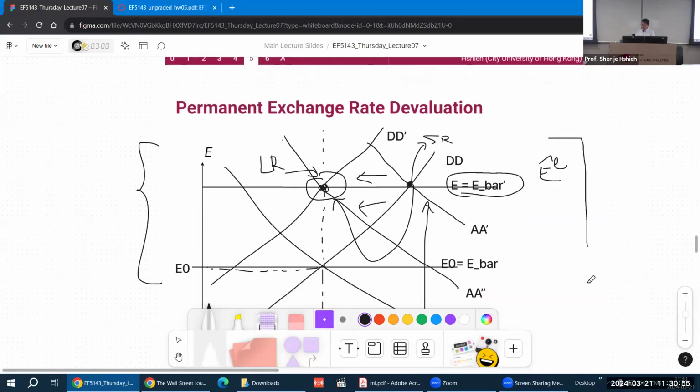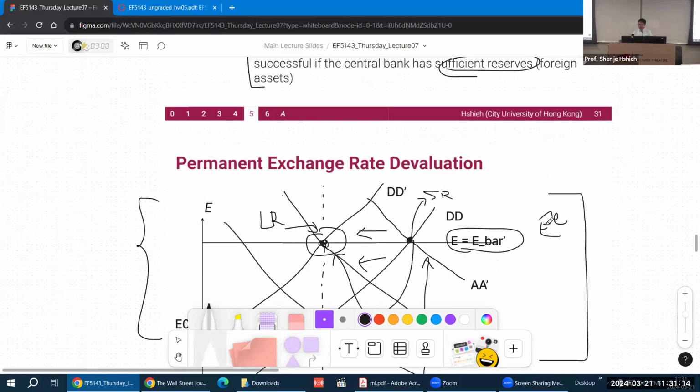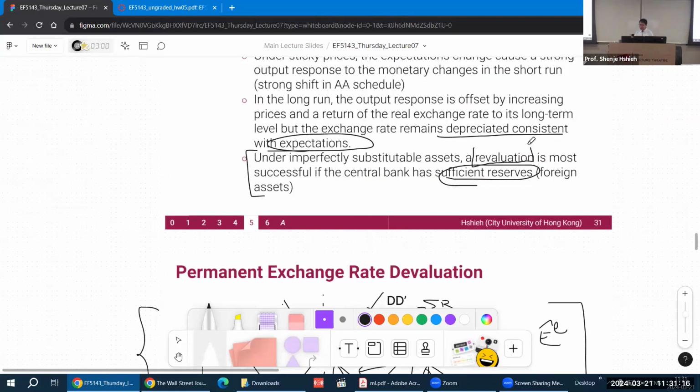Here, when you do open market operations using foreign assets, you're buying foreign assets, right? By printing money. So it's not too hard to do. You just need to print money. If you're a central bank and you have your own currency, printing money is very easy to do. But if you're doing the opposite, a revaluation, you need to sell foreign assets, right? If you have imperfect substitutable assets, you have to sell assets. If you run out of stuff to sell, then you have a problem. Then your revaluation cannot be maintained.